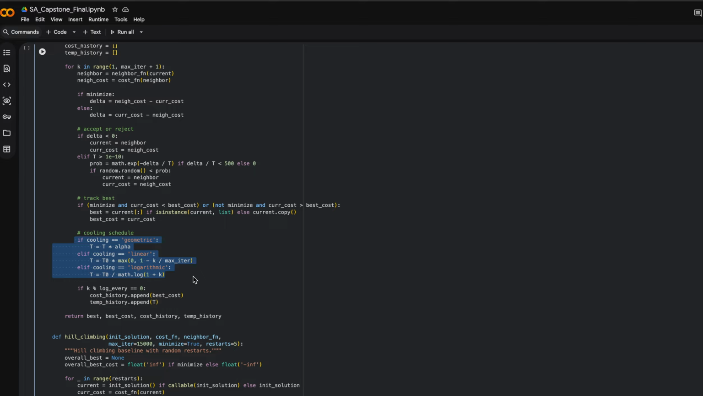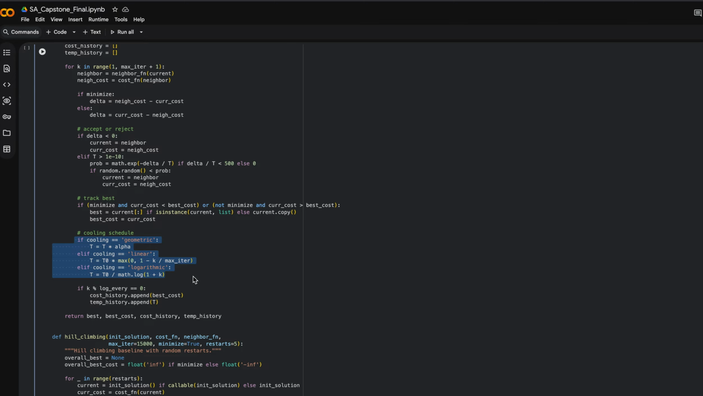This one has a theoretical proof of convergence to the global optimum, but only given infinite time. In practice, with T0 of 500, after 12,000 steps, log cooling is still at temperature 53. That's way too hot. We still accept bad moves when it should be converging. Geometric at alpha 0.99 reaches about 0.5 by step 7000. That's why it wins.